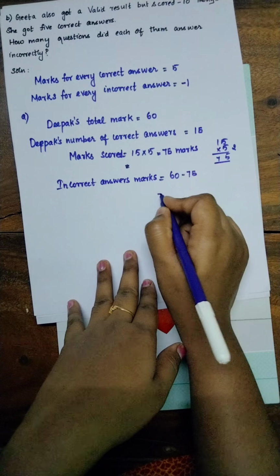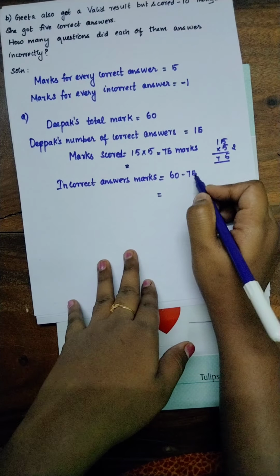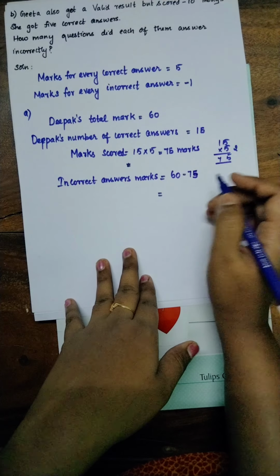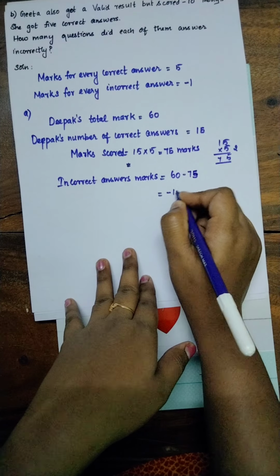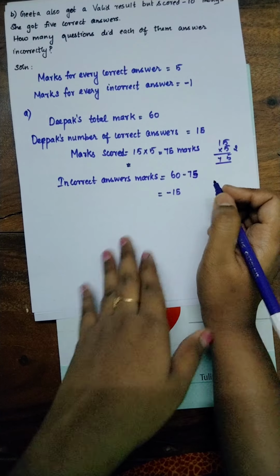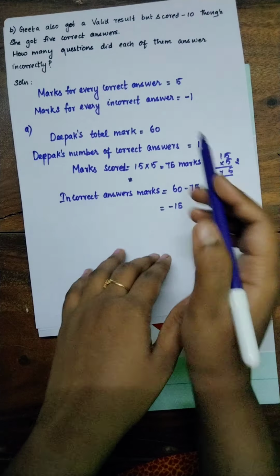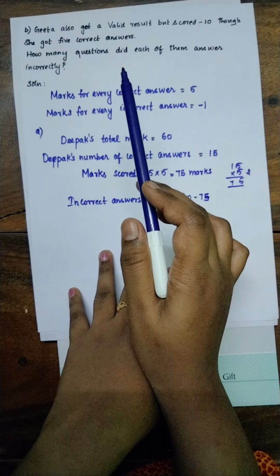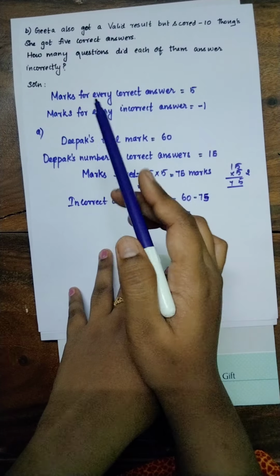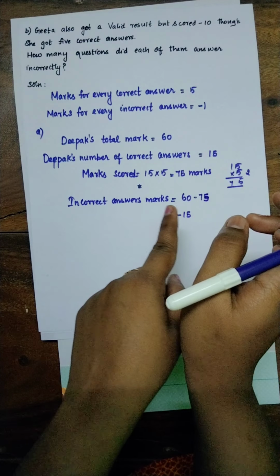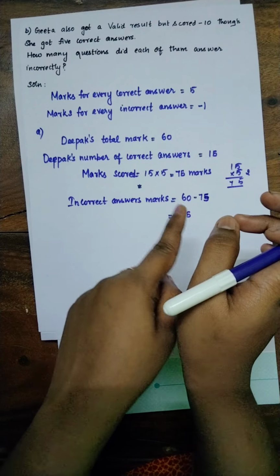What is 60 minus 75? 60 minus 75 is minus 15. It is minus 15. So incorrect answer mark is equal to minus 15. What they have asked in the question, we need to find how many questions did each of them answer correctly, incorrectly. We need to find how many questions. Here we got the marks, right? So incorrect answer mark is minus 15.